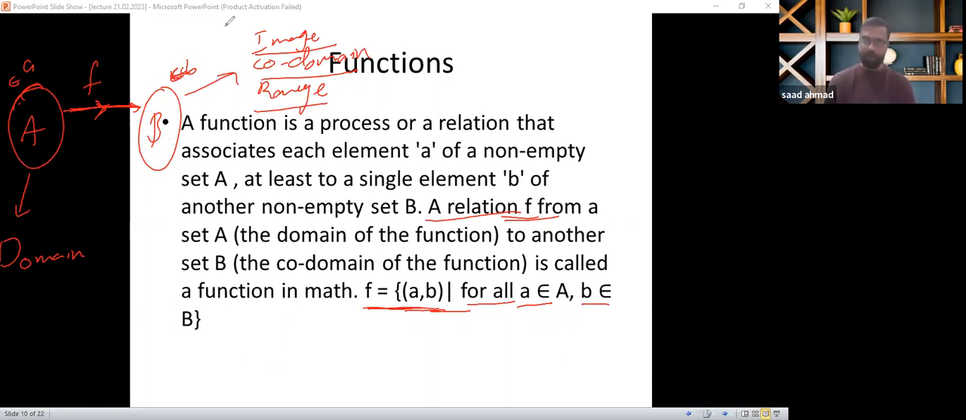So it takes one input and maps it. You can say map it, you can say image it. A function is also called a map. It maps an input to an output, and it gives you an image of a pre-image. The things that are in the domain are called pre-images as well.